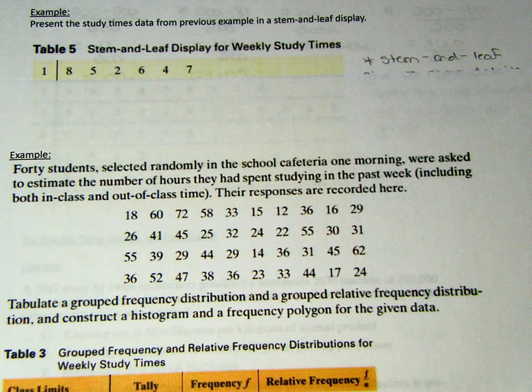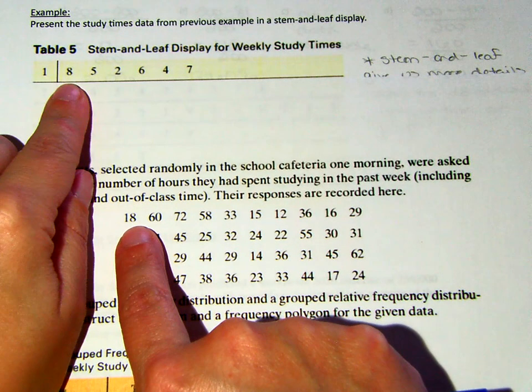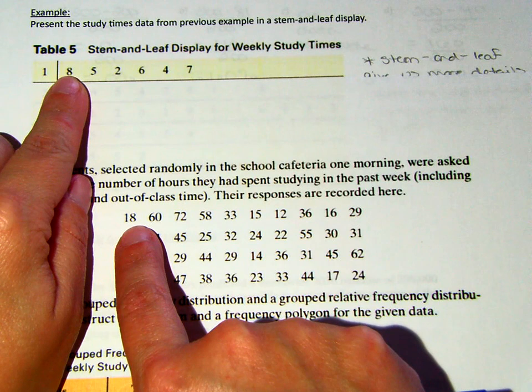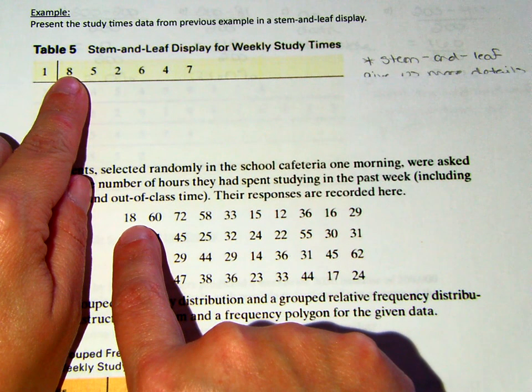So they went across the row. And the first one was 18. So 8 is listed as the first leaf. And I don't believe the order matters as long as you represent all the data. Okay? So if you went down the columns and it was in a different order, it wouldn't matter.